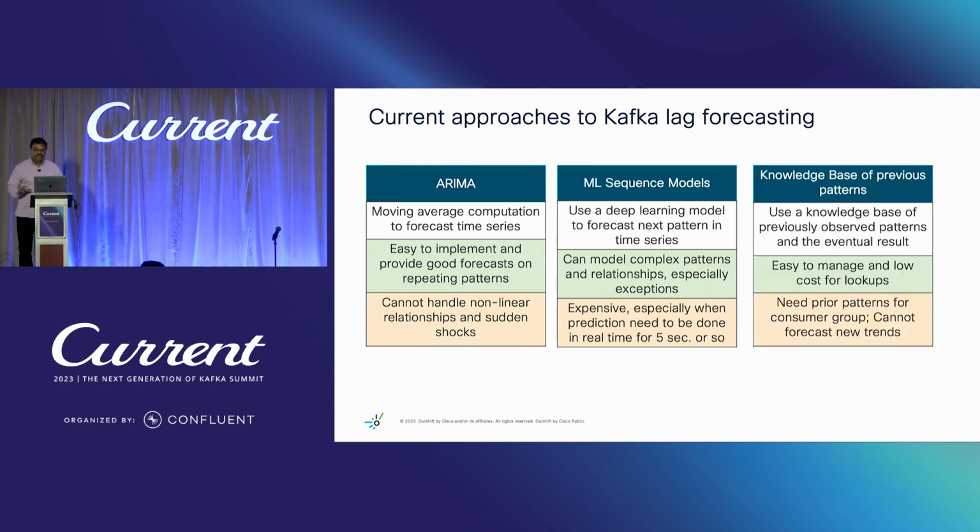A third option is to use a knowledge base of the previous pattern. So I can observe a Kafka topic over time and collect these key value pairs. And then every time there is a problem happening, I can use the key to see what the value should be using the knowledge base that I've already collected. This is easy to manage. It has low cost for lookups. The problem is that I need to build up this prior pattern database for a given topic. Also, if some new pattern is happening in production, it cannot forecast. So each of these techniques has some advantages and shortcomings.